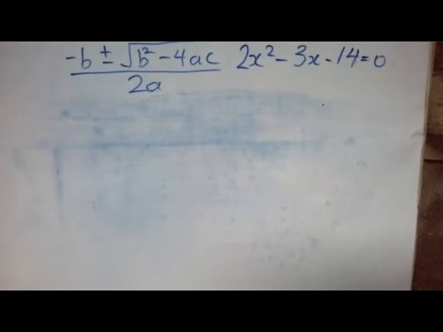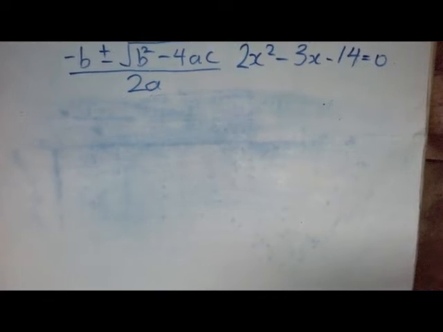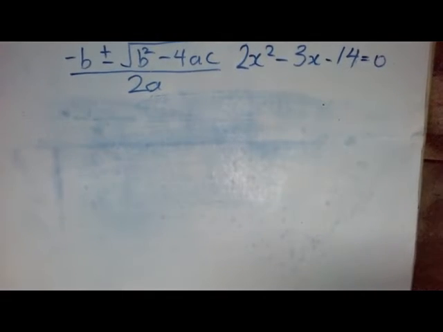Here we go again with another problem. This time we have 2x squared minus 3x minus 14. Did you notice the difference in this problem from the other ones we've been solving? The other ones we've been solving, the coefficient of x squared has always been 1. But in this problem, the coefficient of x squared is now 2.